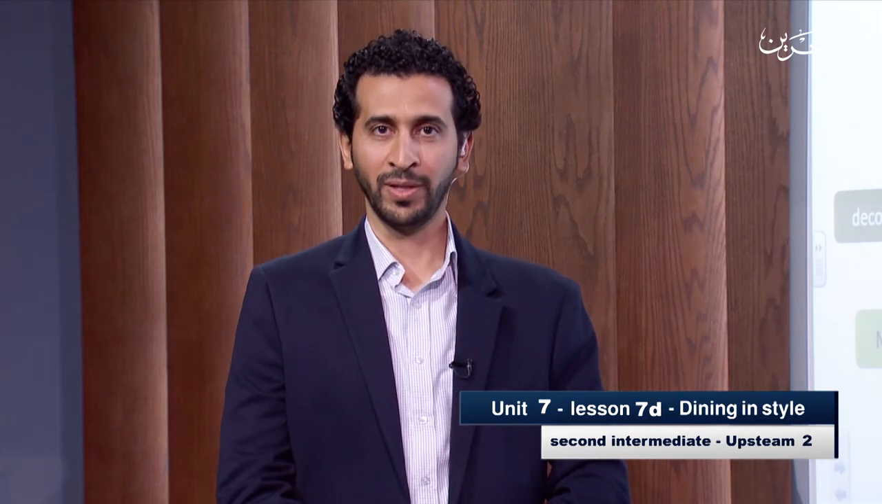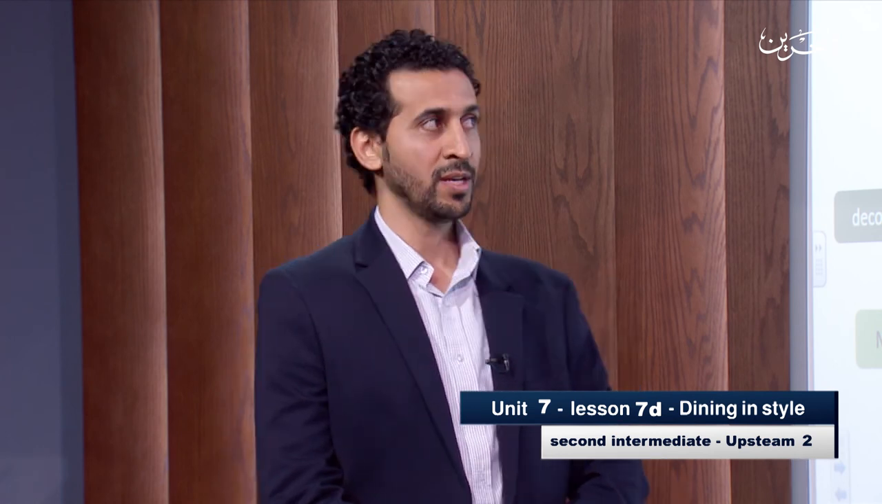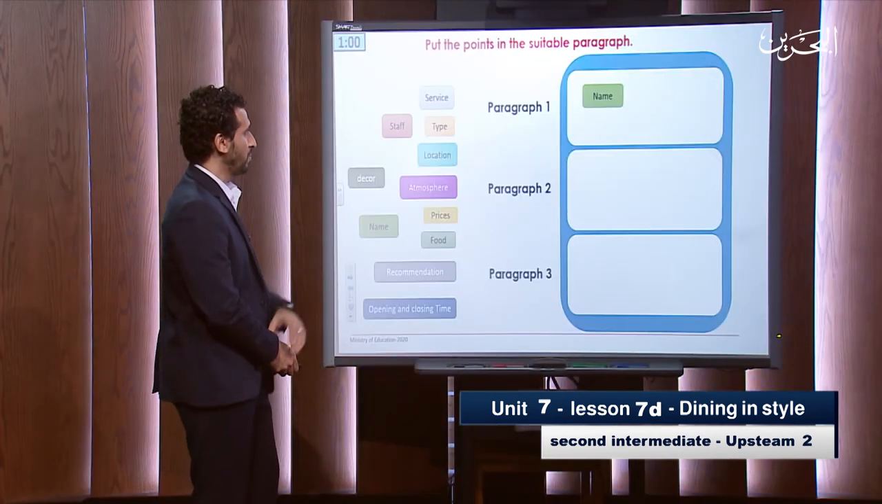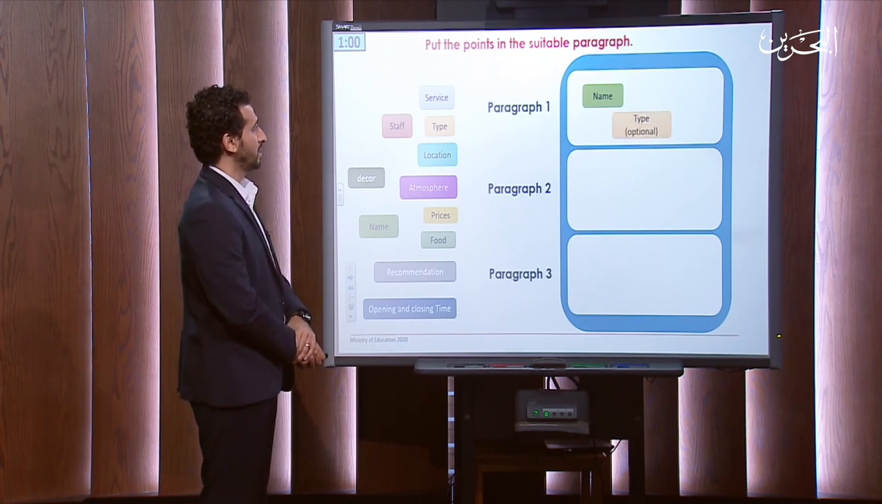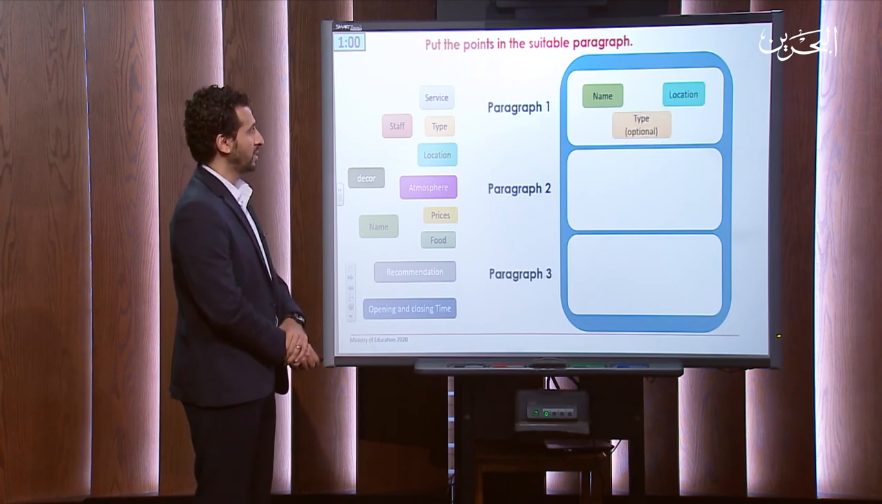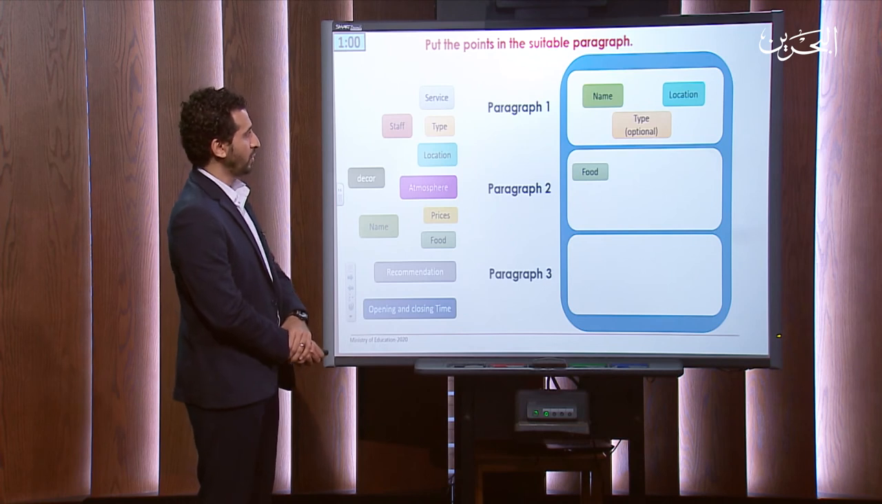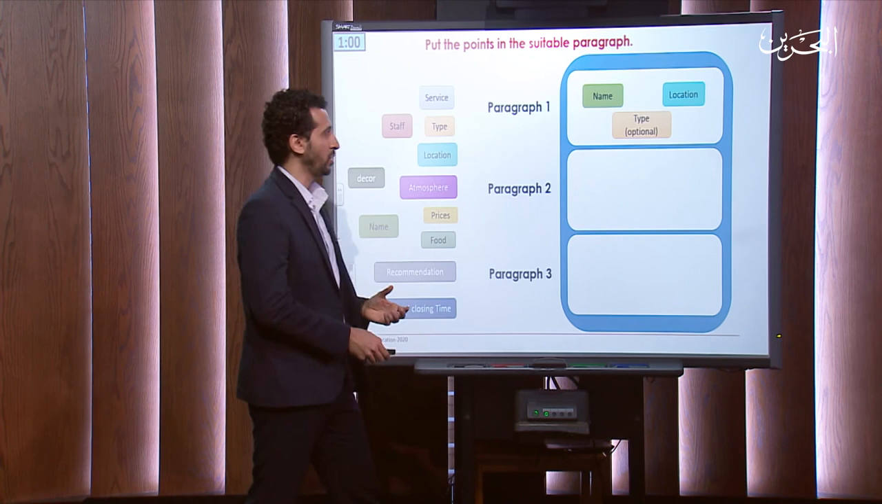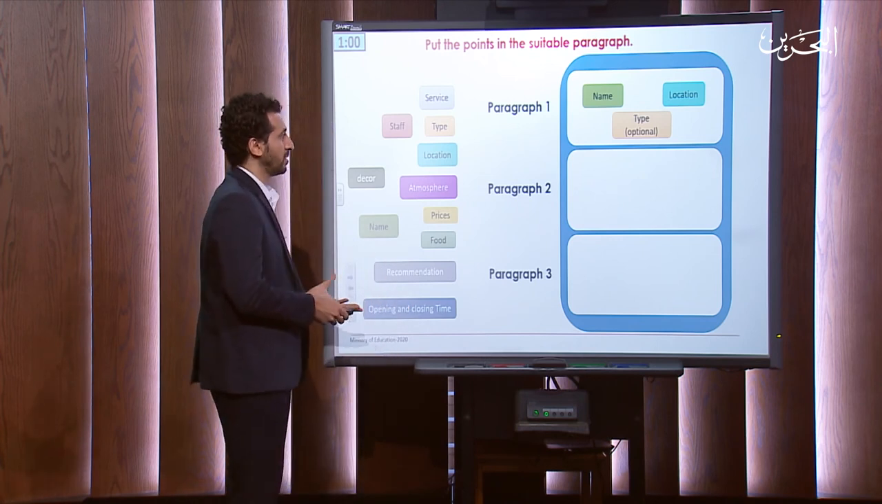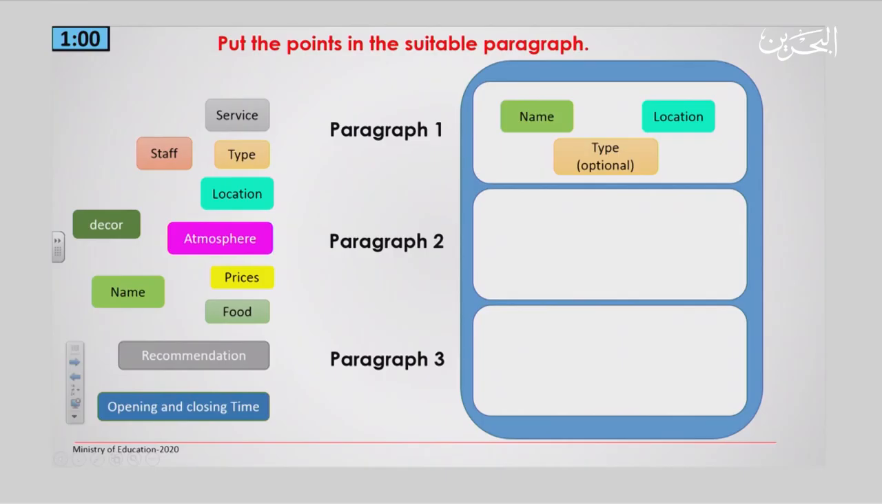Okay, now let's have a look at the 3 different paragraphs. So, name goes in paragraph number 1, the same thing with type, location. So if you look carefully here, it's optional. So you can add it, you can remove it, you can get rid of it, but I would recommend using or writing about the type of the restaurant.